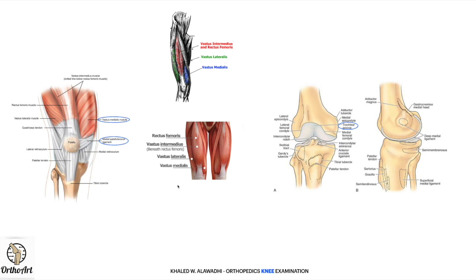And these are the quadriceps muscles: the rectus femoris and the vastus intermedius, which is usually deeper than the rectus femoris. As you can see from the anatomy, the superficial one is the rectus femoris, then the vastus medialis obliquus and the vastus lateralis. The intermedius is deeper, beneath the rectus femoris muscle.